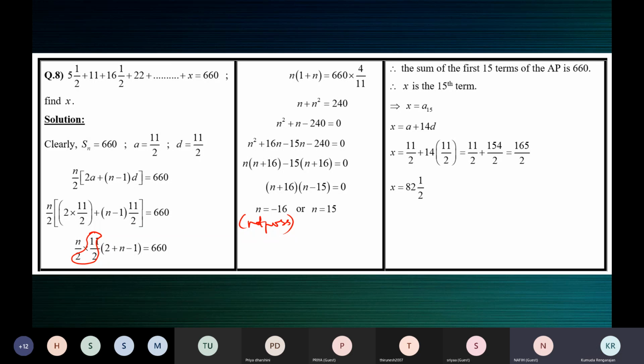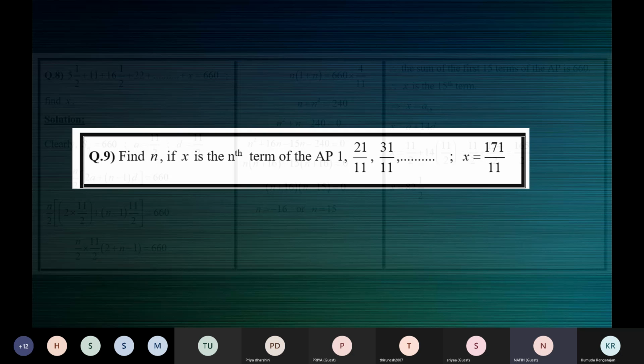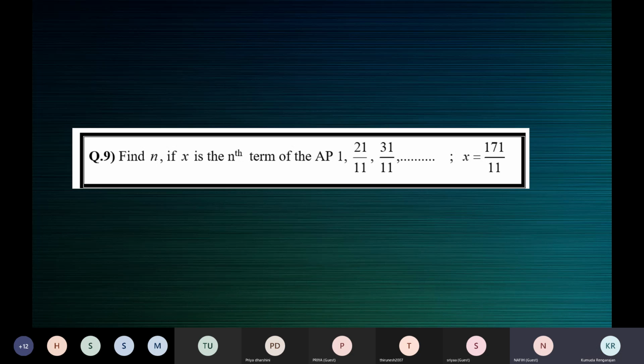Which is the next one, children? 9 to 11. Okay. Find n if x is the nth term of the AP. See, I have not constructed the question like this. Questions will be asked like this, simple, but the information will be presented in different ways. You need to read carefully and understand what is given.